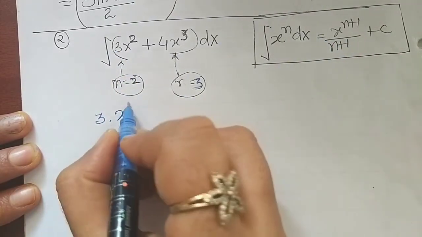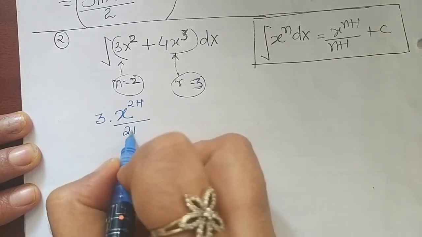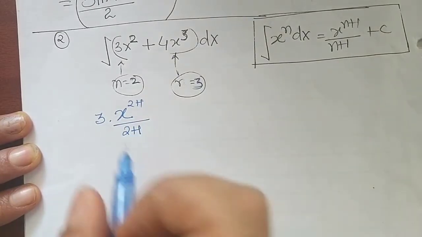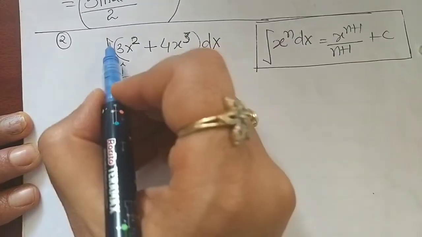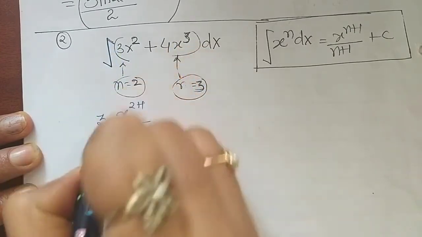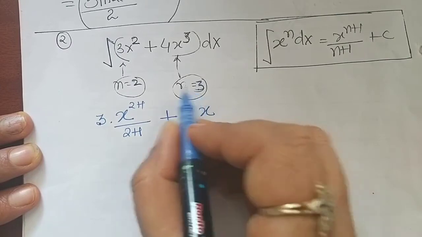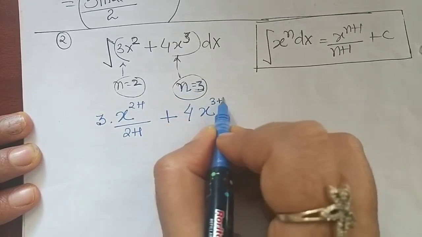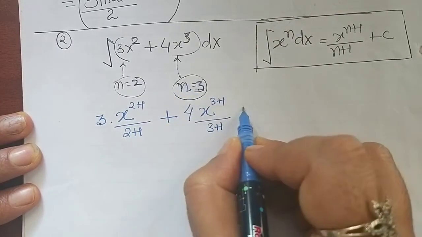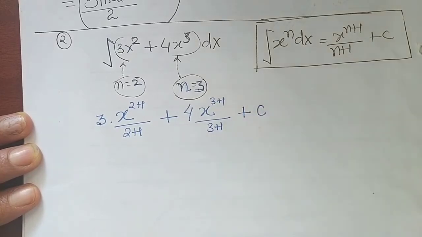So x raised to power 2 plus 1 by 2 plus 1. See, when I am doing integration, you don't have to write this sign anymore, because I have integrated it. Plus 4, here n is 3. So it will be x raised to power 3 plus 1 by 3 plus 1, plus c.